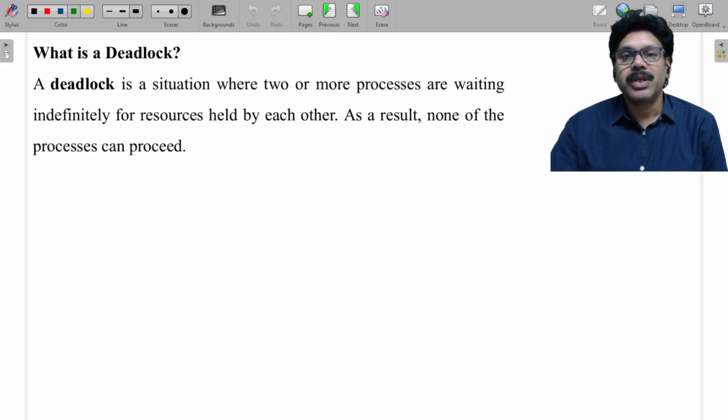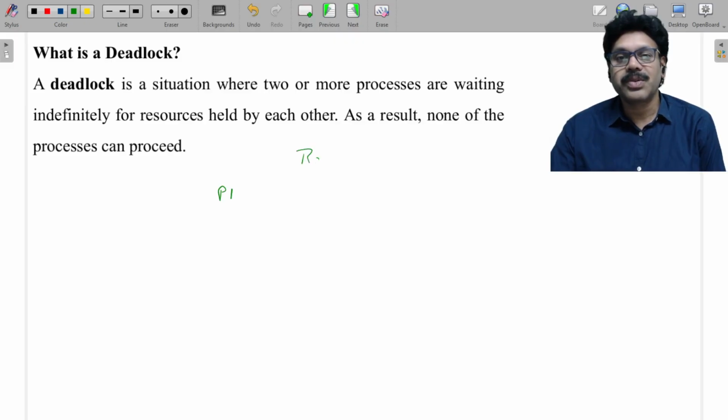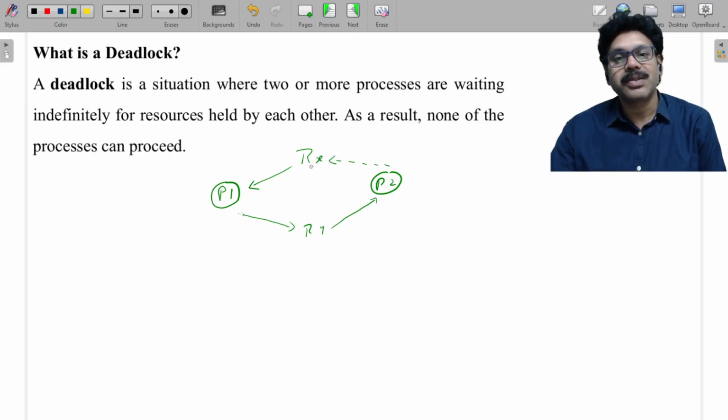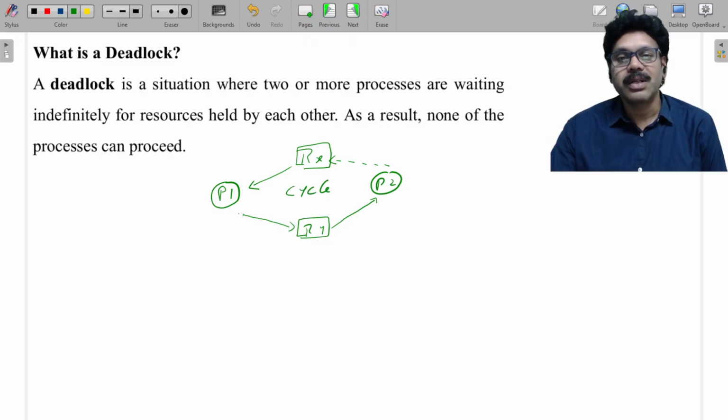So what is a deadlock? You may revise the previous classes which I already taught. Deadlock is a situation where two processes are waiting for a resource for an indefinite waiting time. In this case, the resource Rx is assigned to P1 and P1 is requesting Ry, and Ry is assigned to P2 and P2 is requesting Rx, which leads to a situation called a cycle in this RAG. RAG is nothing but a resource allocation graph. This leads to a concept called deadlock.